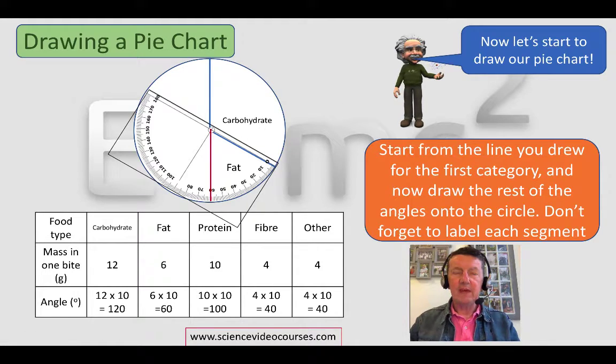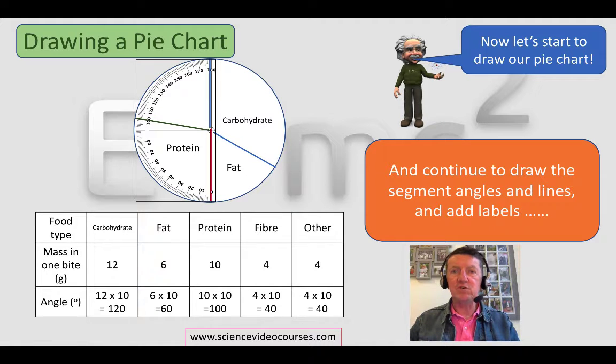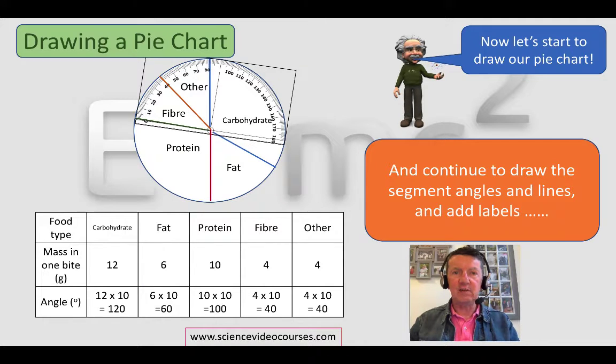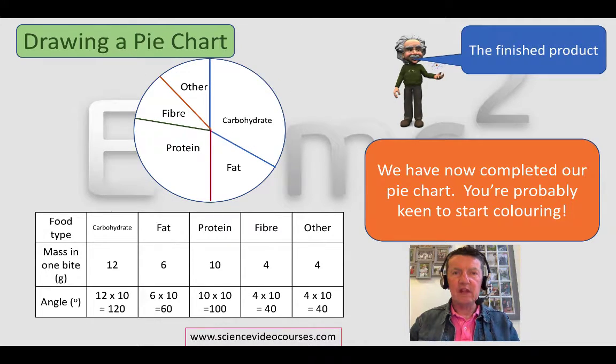Okay. Now then lay your protractor on the first line you just drew for the first category and draw the rest of the angles onto the circle. So for example fat, what's fat? 60. So from this line here round there is 60 degrees. Again, don't forget to label it. And we do that for each of the food types, protein, fibre and other. Nearly there. Okay, and there we have it.